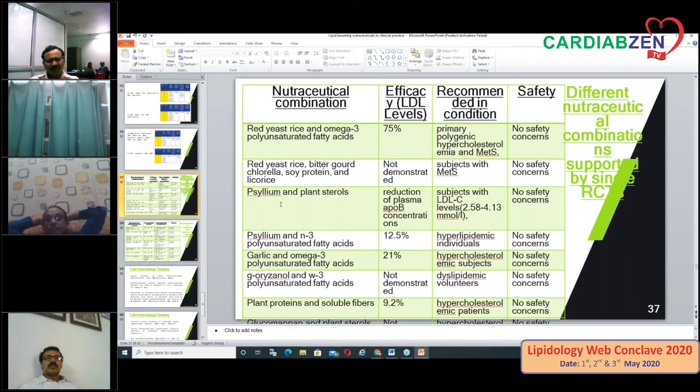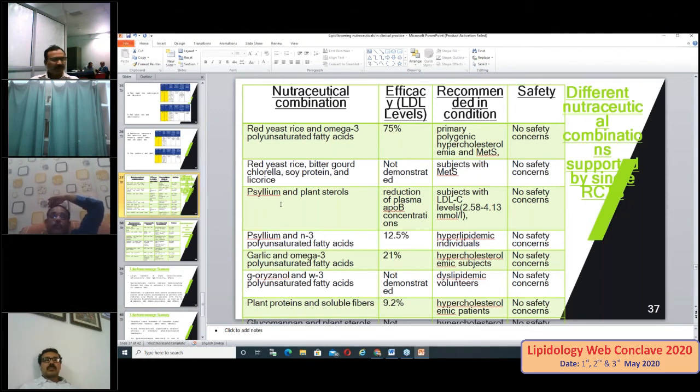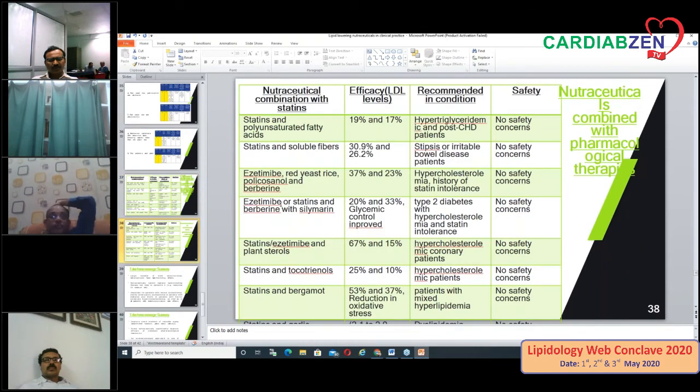the anti-inflammatory effect as well as LDL cholesterol reducing potential of all these nutraceuticals is varying somewhere from 12.5% to 25%, even to 30%. So they can be very well utilized in your daily diet. So this is a lot of data which I am putting forward, but I am just conveying the message of these nutraceutical combinations with statins.